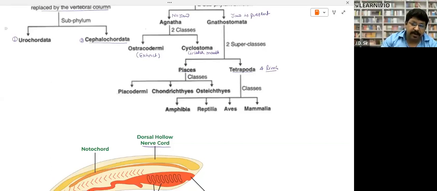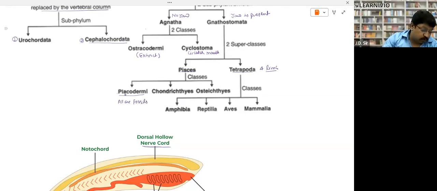Then further we divide Pisces into three categories: Placodermi, Chondrichthyes, and Osteichthyes, right? Placodermi, they all are fossils, right? They are extinct. Means they are not found nowadays, right?